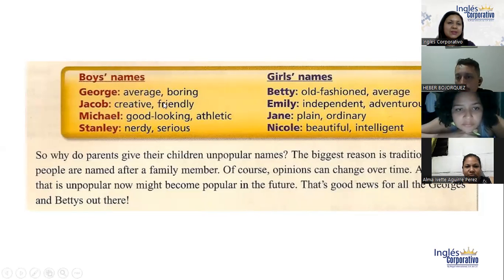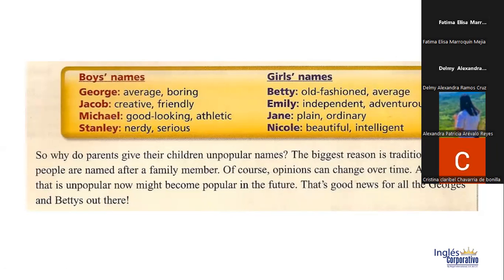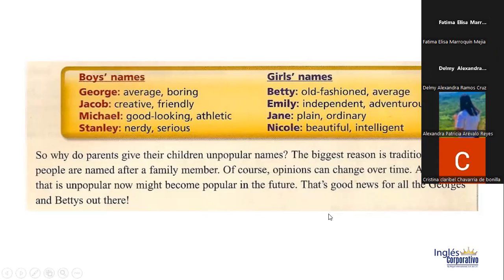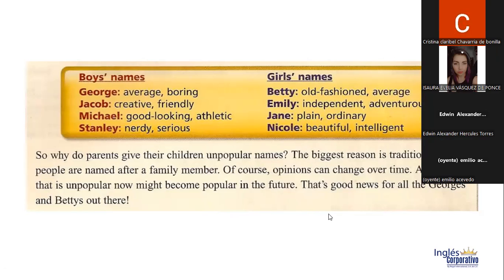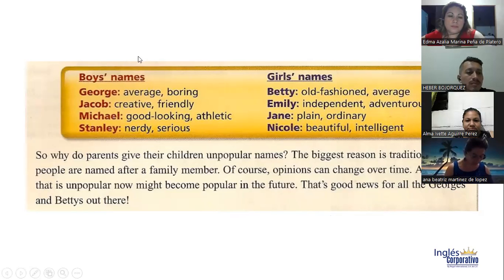Who would like to read the boy's name and the girl's name? Boy's name? Who would like to read? Try. Okay, teacher. Okay, Hilda, you read the boy's name. Who reads the girl's name? ¿Quién lee the girl's name? Vaya, entonces Isaura nos va a ayudar a leer the girl's name. Okay, Hilda, you can start with boy's name. George. Average. Boring. Yes. And Jacob.